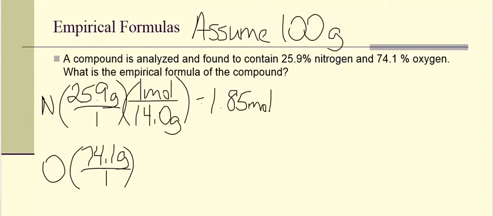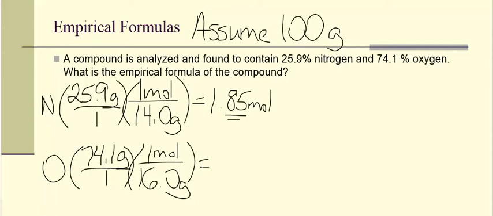1.85 moles of nitrogen. Keep 2 places after the decimal when you divide. For oxygen, divide by 16 to get me moles. So 4.63 moles. Now I want the empirical formula. I need whole numbers. In order to get whole numbers, I'm going to divide by the smallest number of moles, which is 1.85.